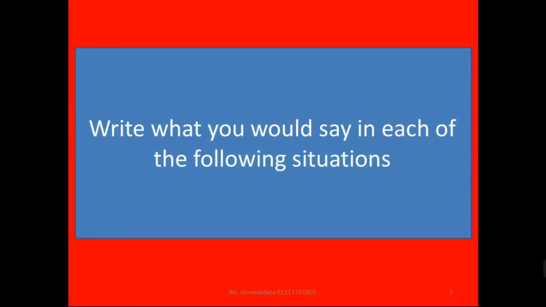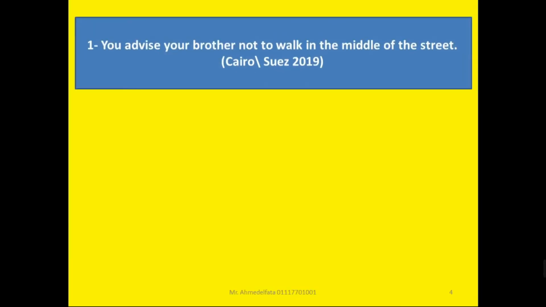Write what you would say in each of the following situations. السؤال بتاع situations بتاع المواقف هنا. Number 1. You advise your brother not to walk in the middle of the street. يعني انت بتنصح اخوك انه ما يمشيش في منتصف الشارع.